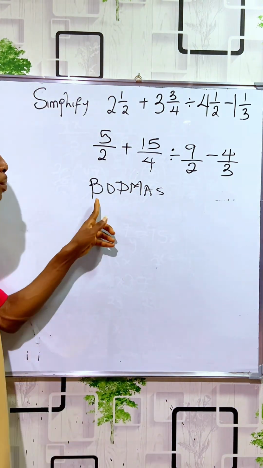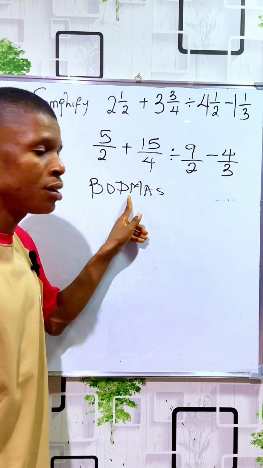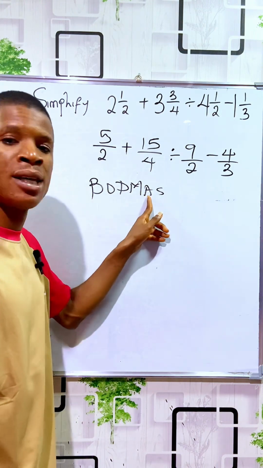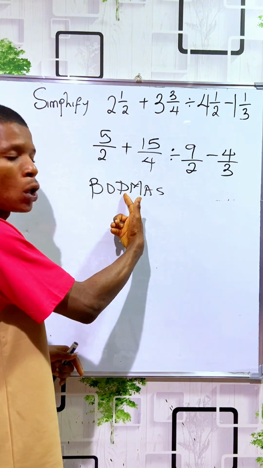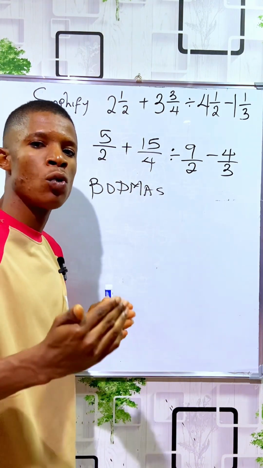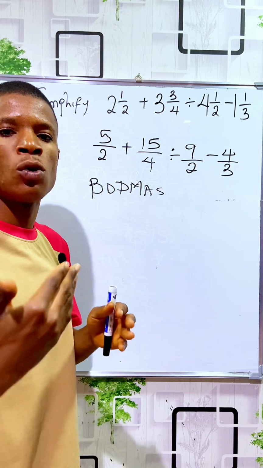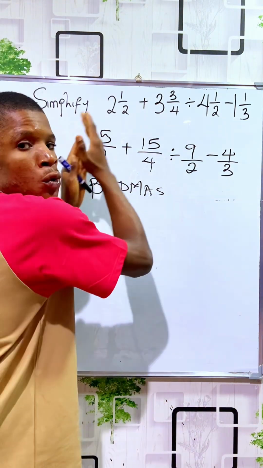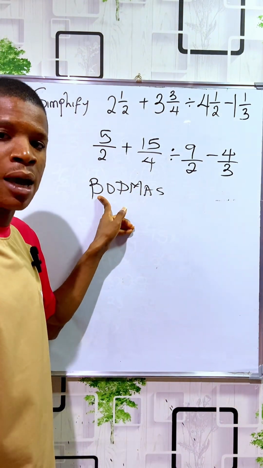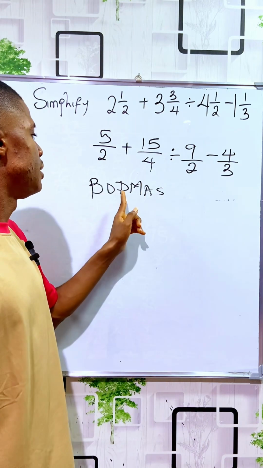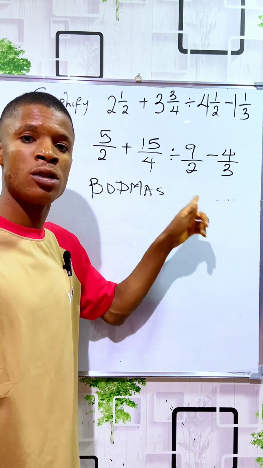So here, the B stands for bracket, O is order, D is division, M is multiplication, A is addition, S is subtraction. But here, we do division and multiplication depending on the one that comes first. And we do addition and subtraction depending on the one that comes first, starting from left to right. Okay? So here, if you observe, there is no bracket here. There is no order in the question. There is division. So the first operation we are going to solve is the division operation.